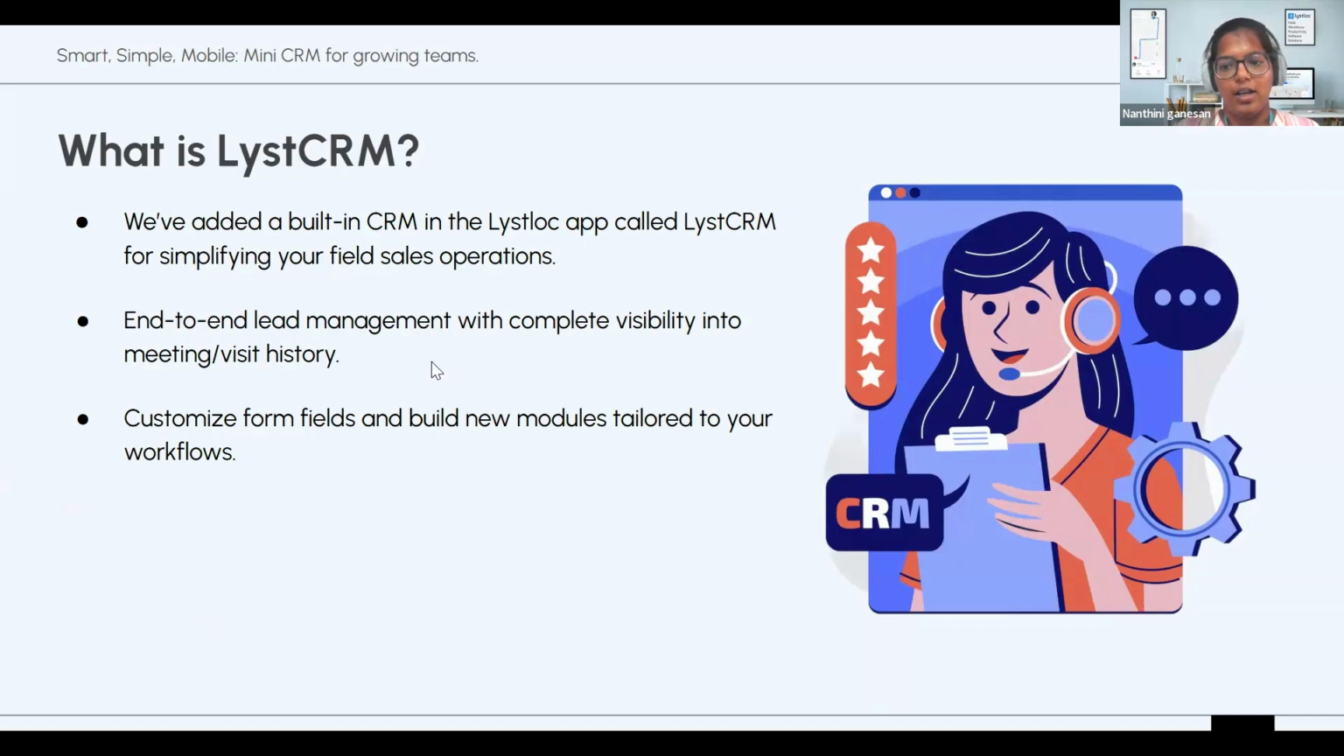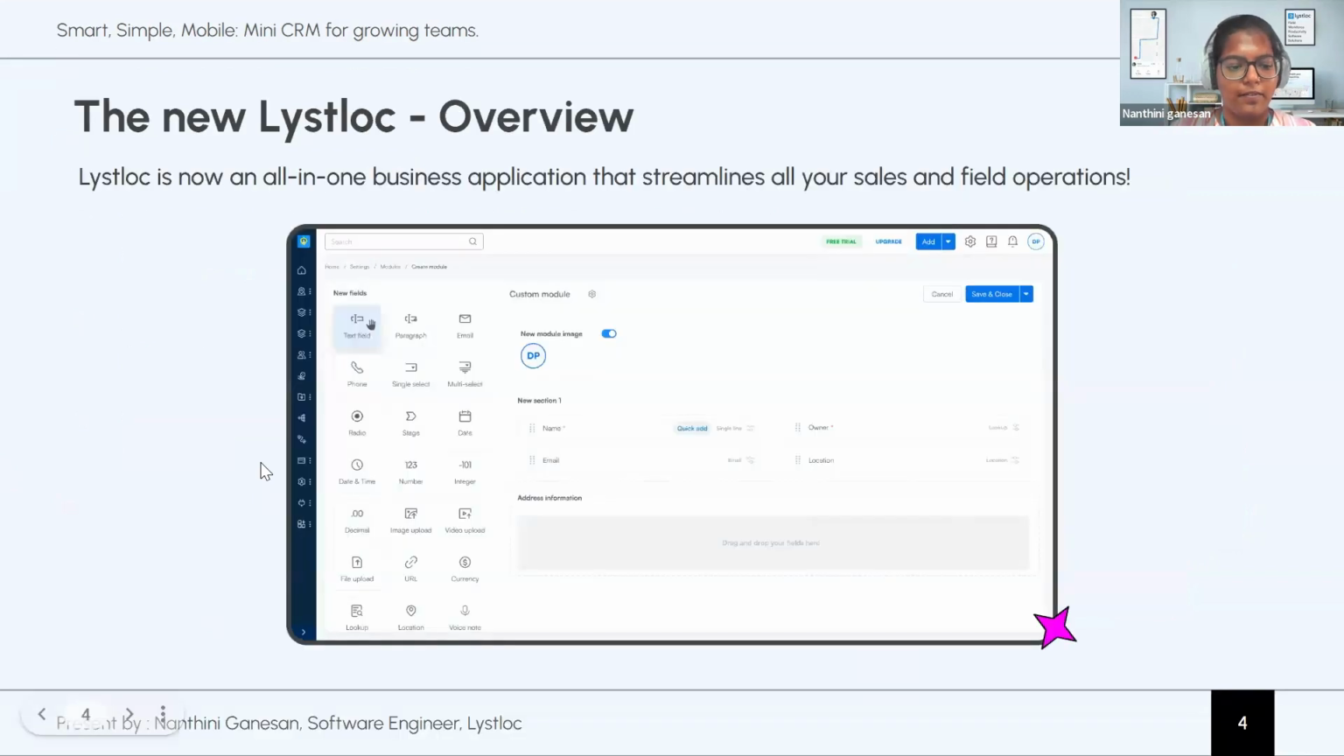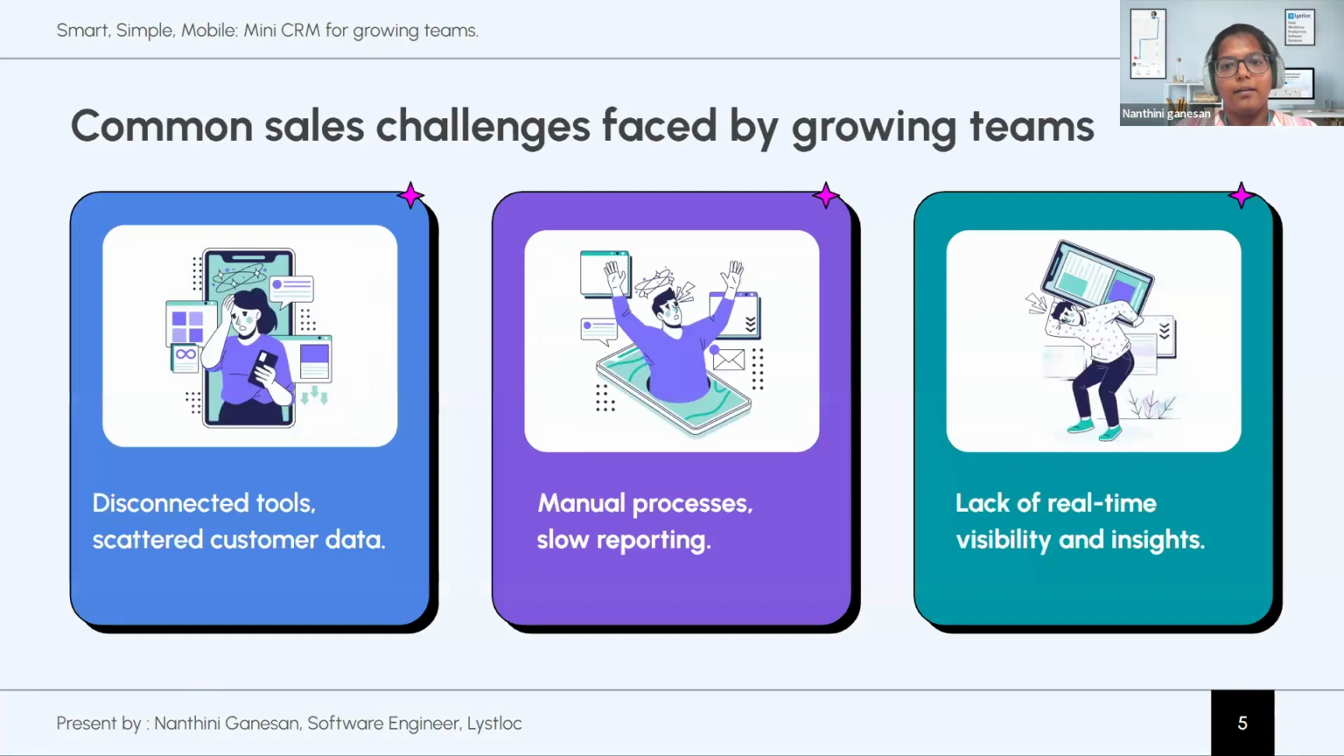ListLog is an application which comes with live tracking, and then you get to know the attendance, task management, lead management, and then the CRM reports and data analytics. Everything comes together. Along with it, we have this additional LystCRM also. This is to streamline all your sales and field operations.